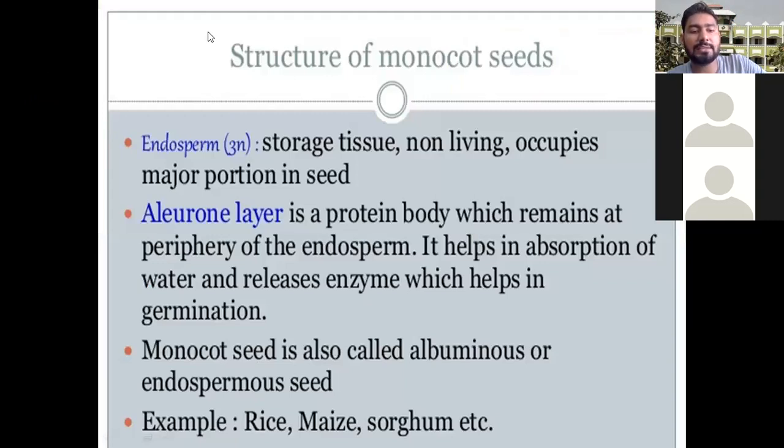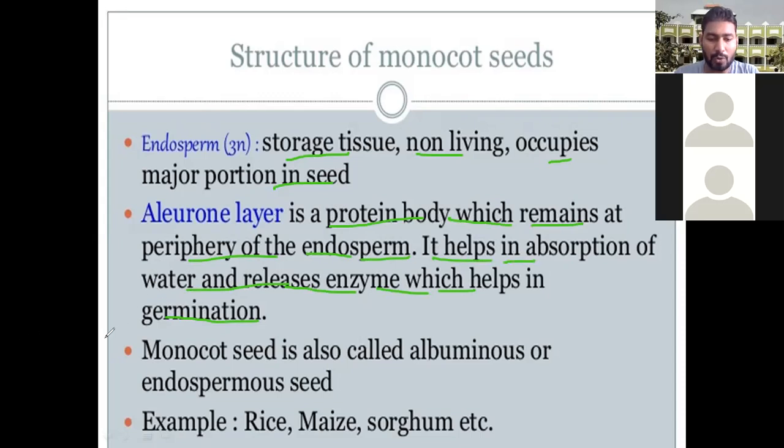Again, monocot seed. Now you can see endospermous and non-endospermous; this will clear your concept. Endosperm is storage tissue, non-living, occupying the major portion of the seed. The aleurone layer, I told you, is the protein body that remains at the periphery of the endosperm. It helps in the absorption of water and release of enzymes which help in germination, because aleurone is made up of protein.